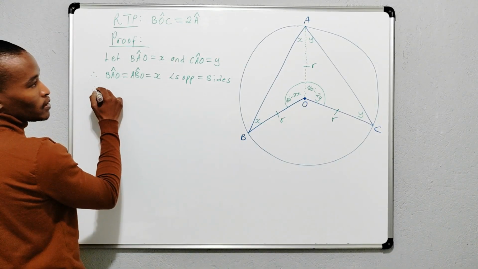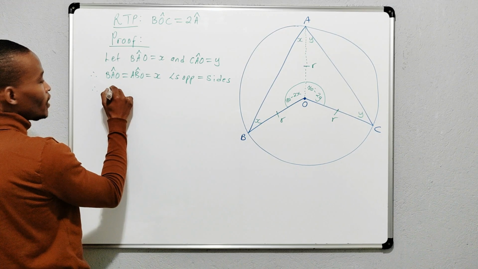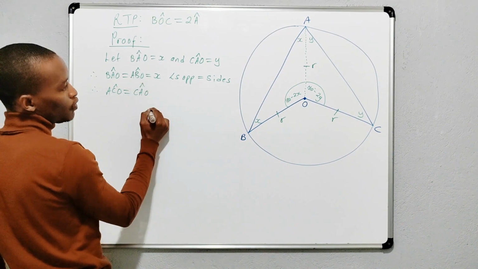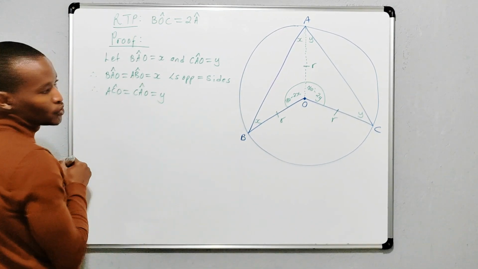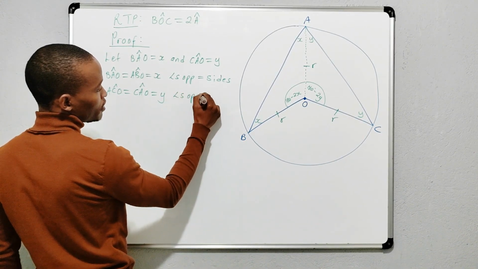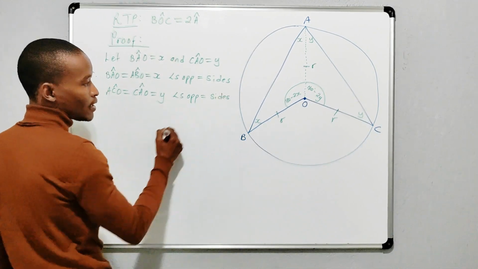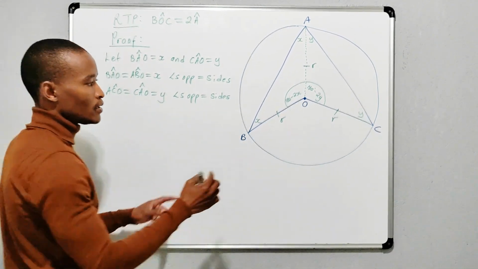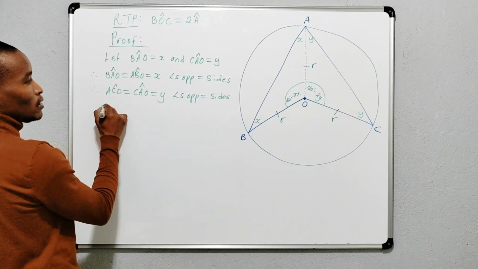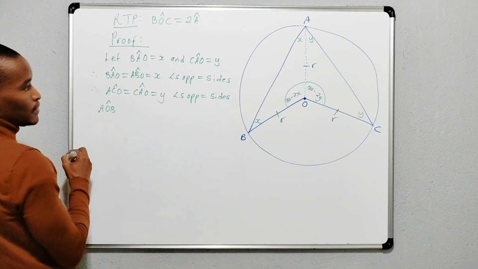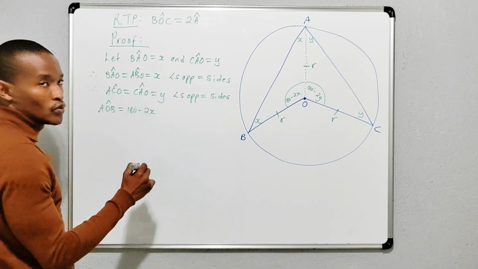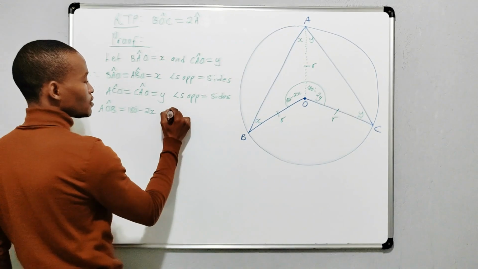And we also know that angle ACO will be equal to angle CAO, and they are both equal to y, because these are angles opposite equal sides. Okay, so then we come to the center. Okay, angle AOB. Angle AOB is equal to 180 degrees minus 2x, interior angles of a triangle.